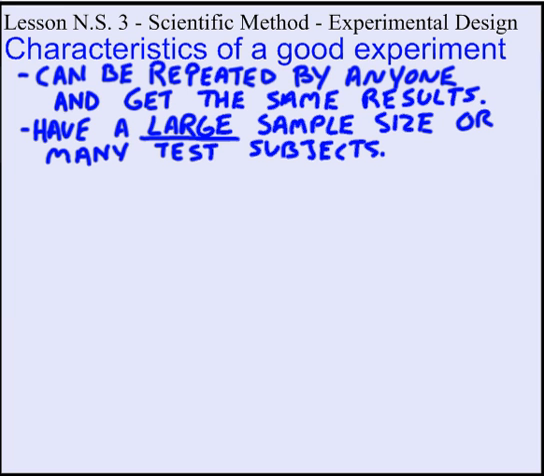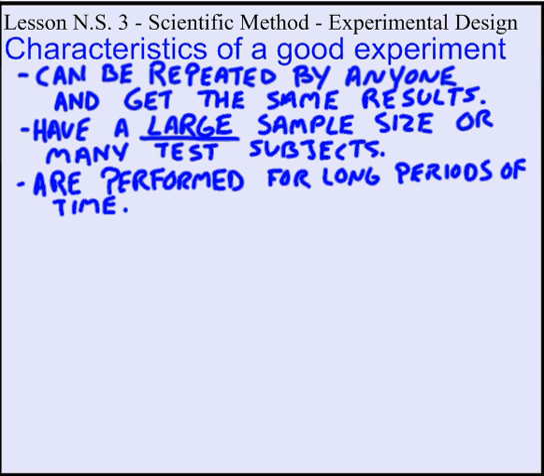They will often ask, how could you make an experiment better? And it's always a good answer if you could figure out a way that you could collect more data, have more test subjects, or test each subject more times, more trials. Increasing the amount of data is always going to make an experiment better. Along these lines, a good experiment may be performed over a long period of time.